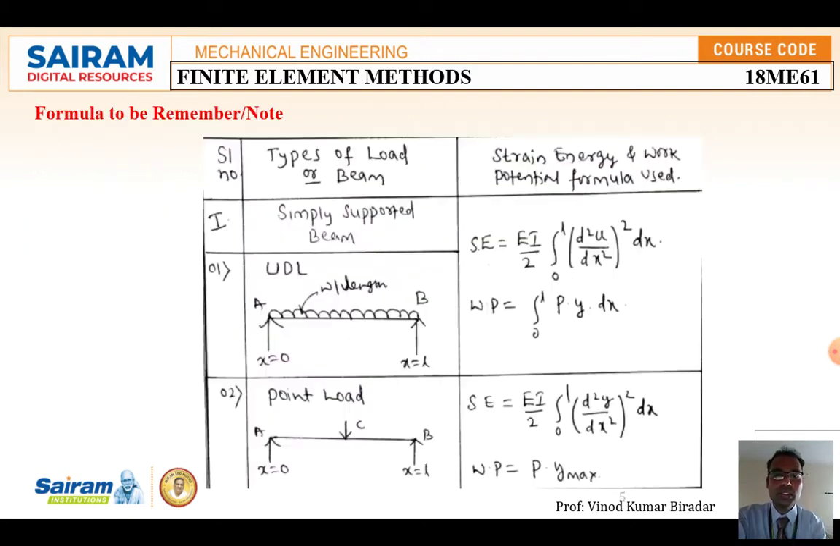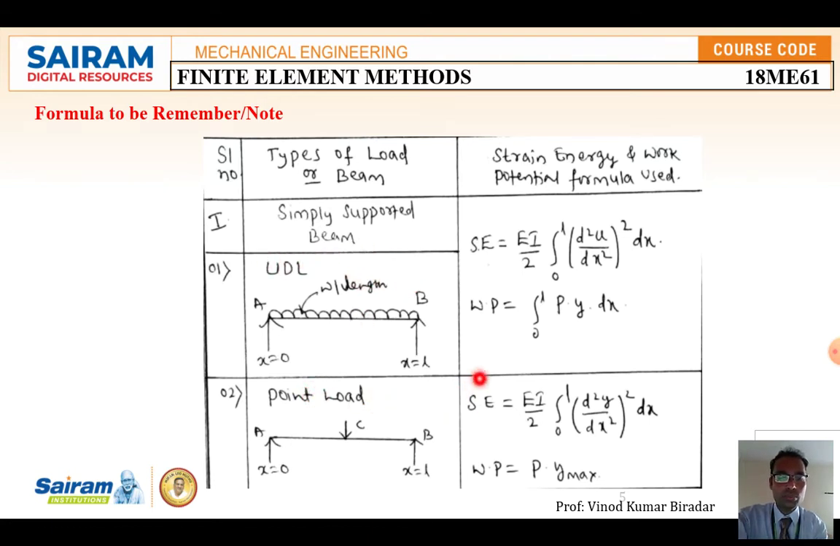Before solving, we have the 6 different types of Rayleigh method formulas for beams, which you have to remember, according to the type of load or beam. For a simply supported beam with UDL, remember this formula: strain energy is equal to EI by 2 integration from 0 to L of (d square y by dx square) whole square dx. Work potential is integration from 0 to L of P into y dx, where P is the load and y is the deflection.